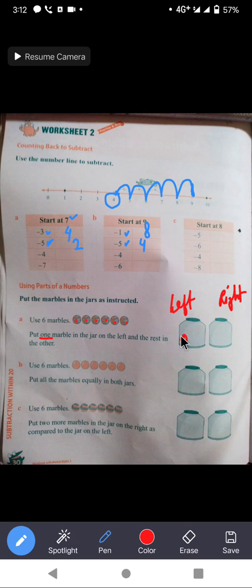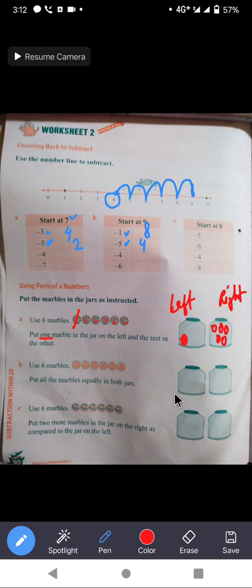So after putting one marble in this jar, how many marbles are left? We have put one marble here, so cross out one. So now we have 1 2 3 4 5 marbles. So put 5 marbles in this jar. 1 2 3 4 5.